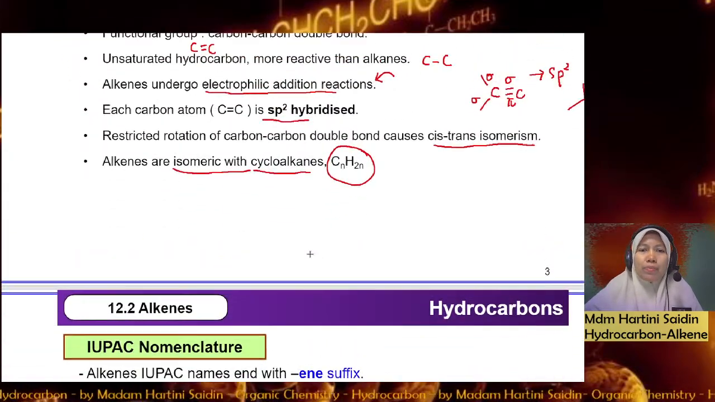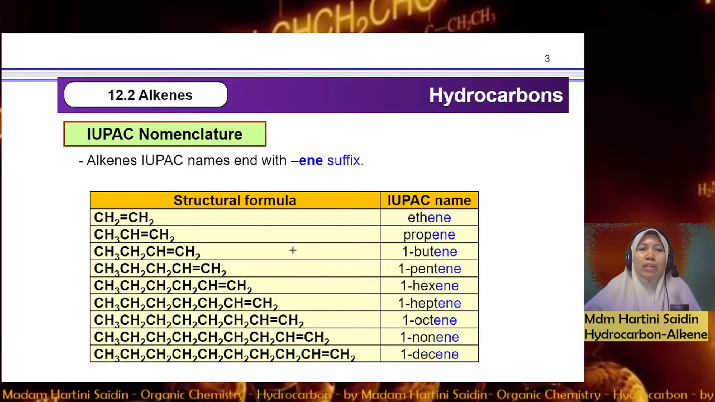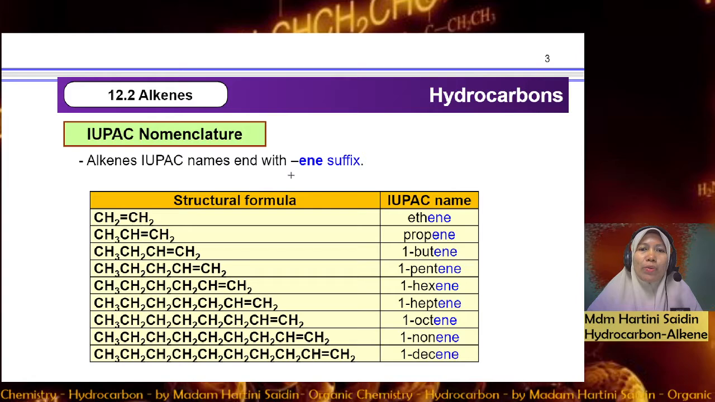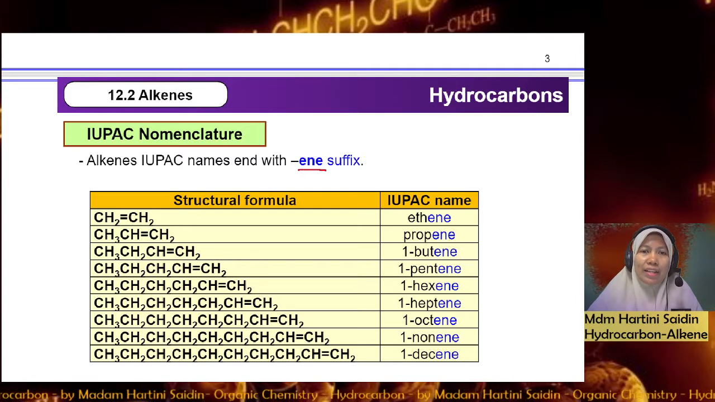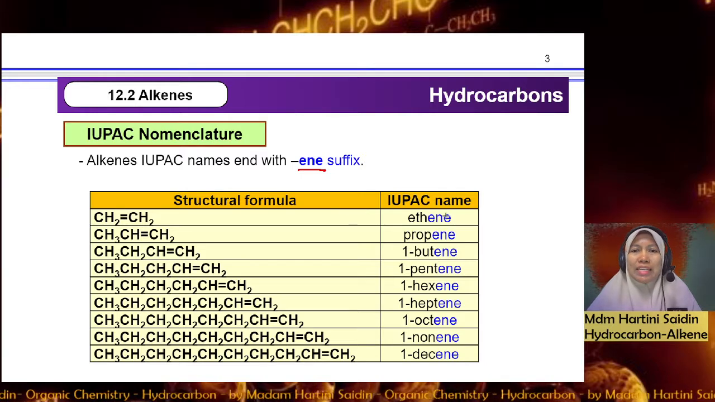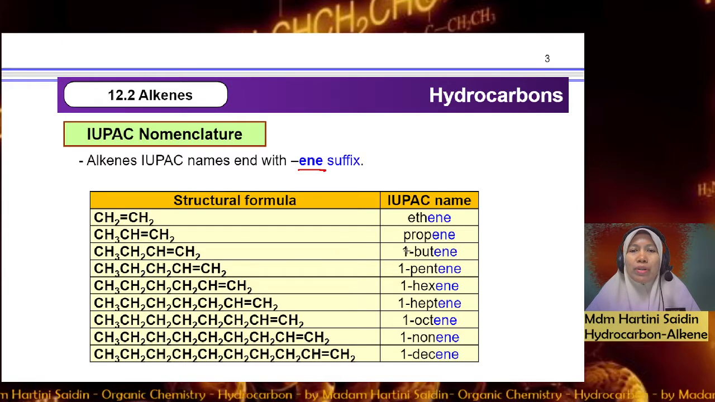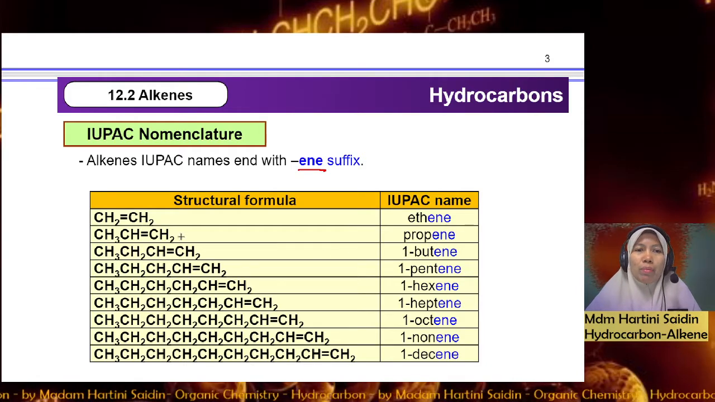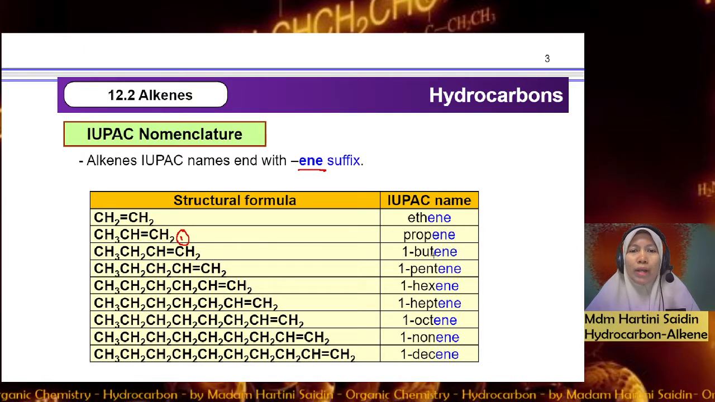Okay, next. We look at the IUPAC nomenclature for alkene. So, alkene, the IUPAC names end with the E-N-E suffix. Start with 2 carbon, ethene, propene. Tapi bila dah jadi 4 carbon, we need to number the position of the carbon-carbon double bond. Kalau macam dalam case ni, the position of carbon-carbon double bond is at carbon number 1. So, that's why nama dia jadi 1-butene.